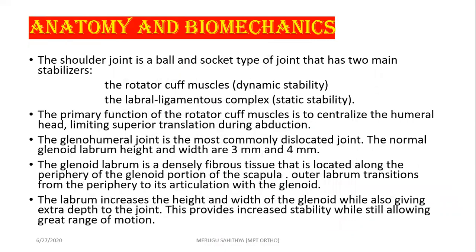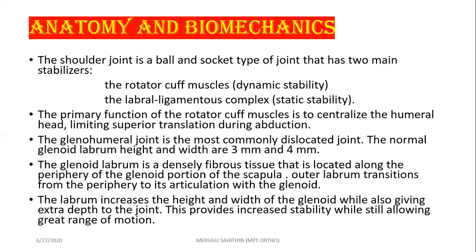Coming to the anatomy of the shoulder joint, the shoulder joint is a ball and socket type of joint that has two main stabilizers, that is the dynamic stability and static stability. The dynamic stability is given by the rotator cuff muscles, and static stability is given by the labral ligamentous complex. The primary function of the rotator cuff muscles is to centralize the humeral head, limiting superior translation during abduction. The glenohumeral joint is the most commonly dislocated joint.